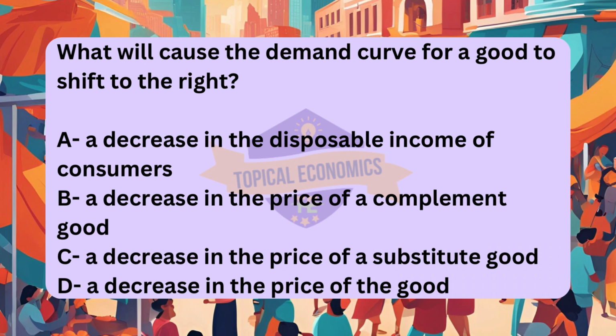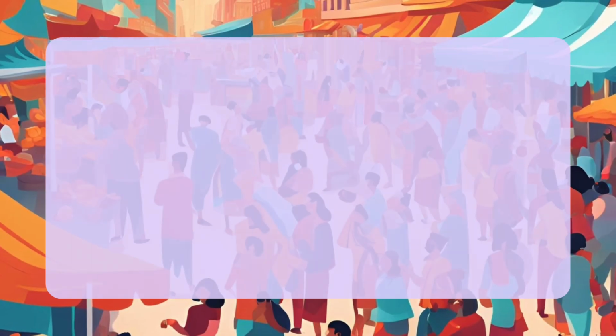Lastly, option D. A decrease in the price of the good does not shift the demand curve. A change in the price of the good itself causes a movement along the demand curve, resulting in a change in quantity demanded, not a shift in the curve. Moving to the second question.